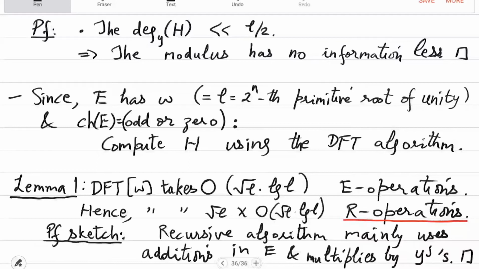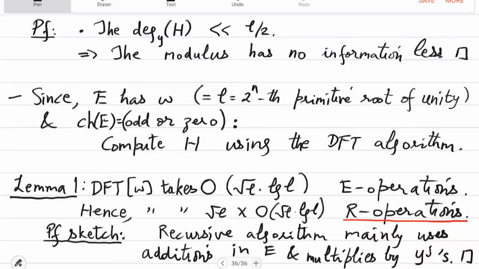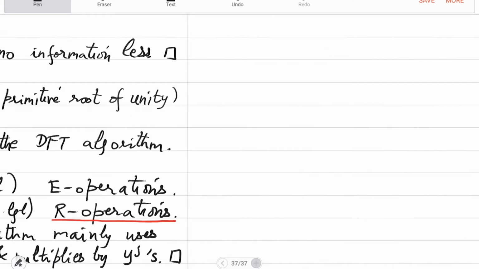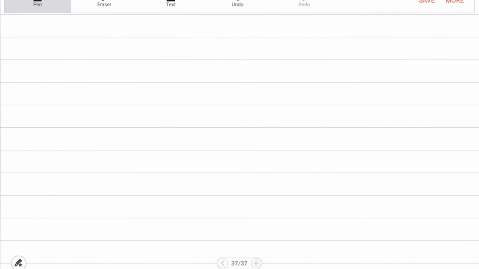Once you have done DFT omega on big F and big G, then you will have to multiply the values. That is the actual multiplication, so we have to now add that. That's a bit more complicated and expensive. So let's look at that.